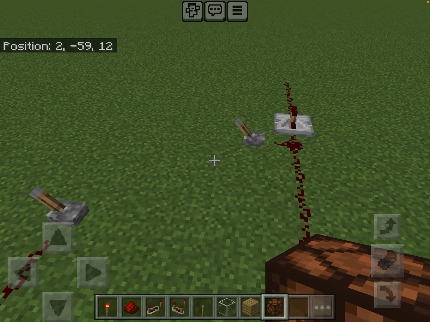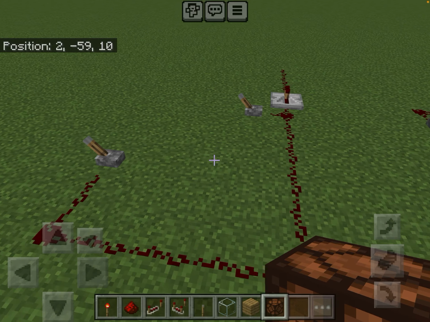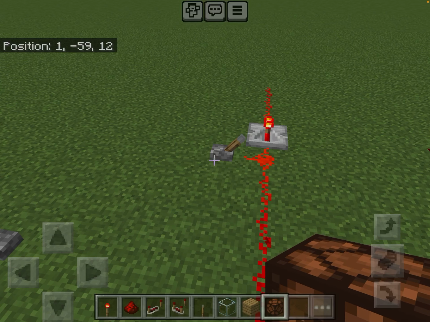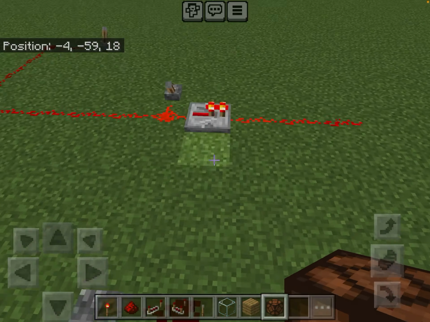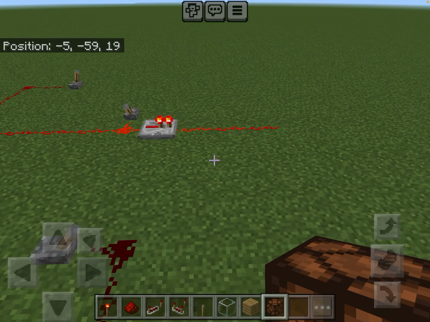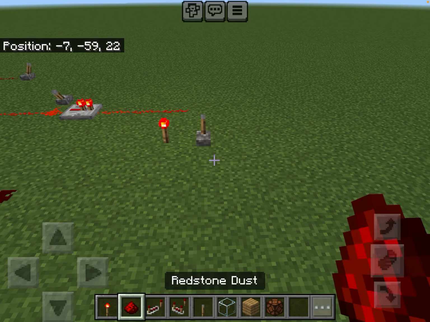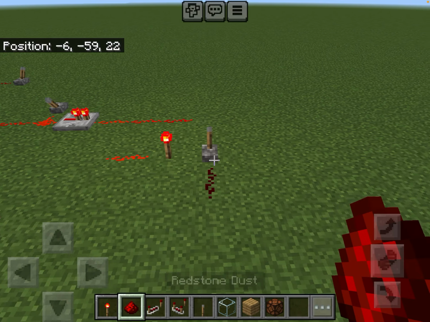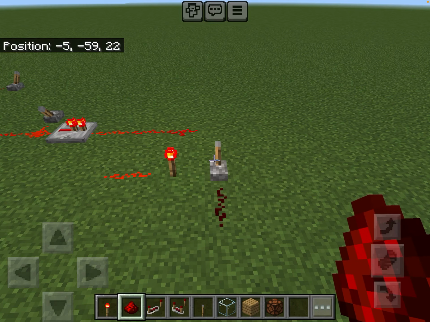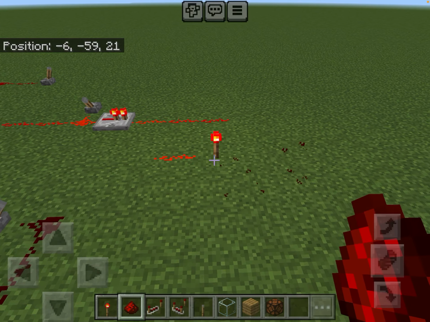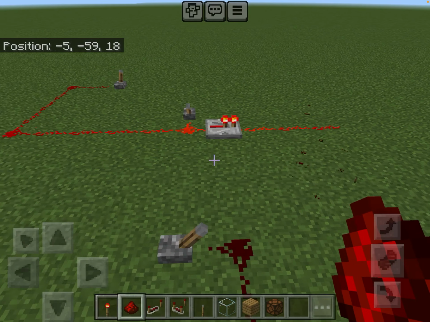So first of all, we have the repeater. No matter what it is, it always outputs a 15. 15 is the brightest redstone signal. It's what gets emitted by torches, levers, you name it. Except torches are always on, levers aren't always on. That's the point of levers. Whatever, back to the thing.